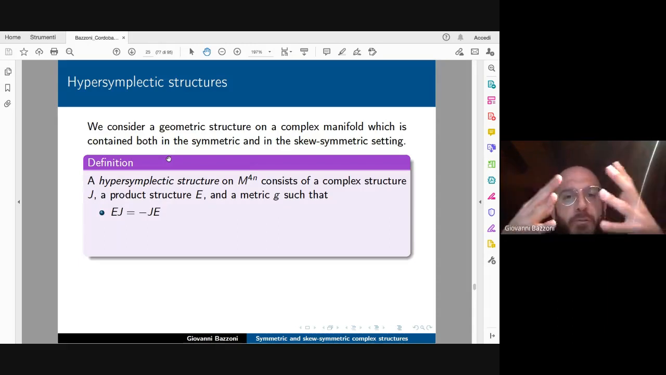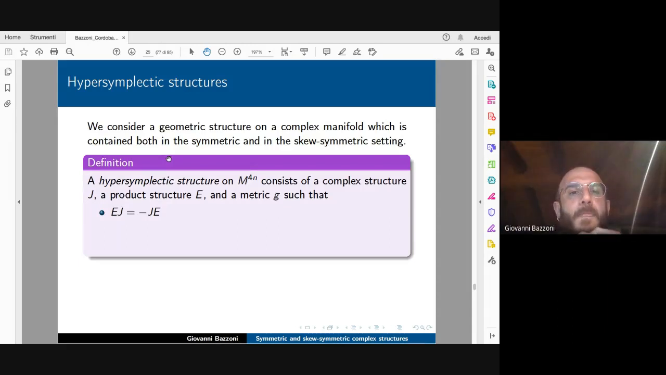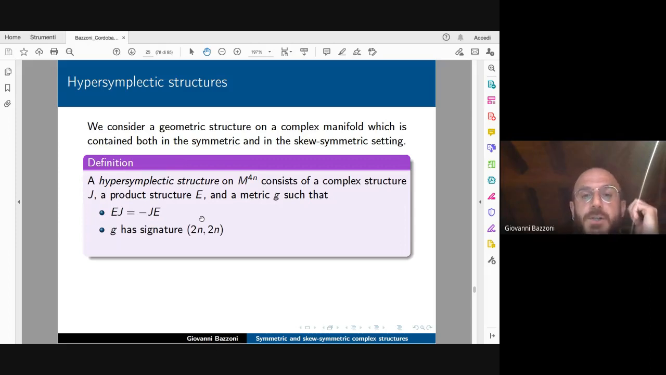We have more. We have a metric g, and we also have that E and J anti-commute, so EJ is equal to minus JE. g has split signature, so if the manifold is 4n-dimensional, real, then the signature of g is (2n, 2n), so 2n positive, so to say, directions, and 2n negative directions.